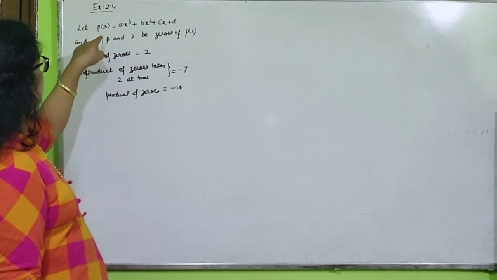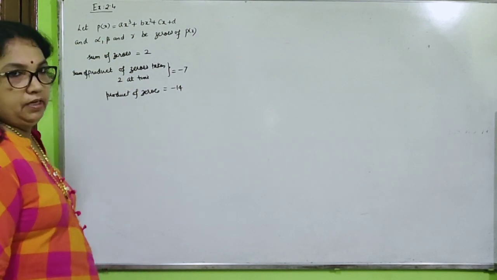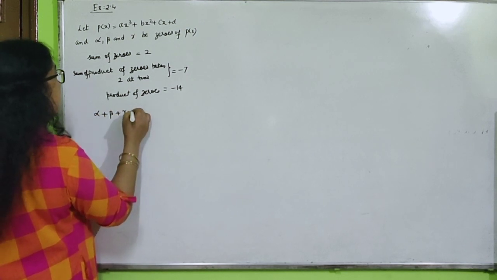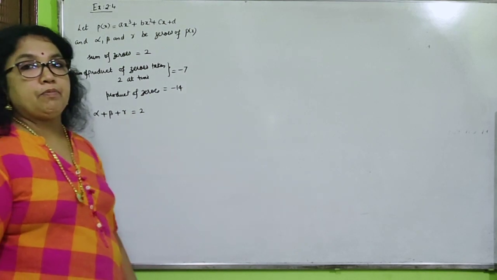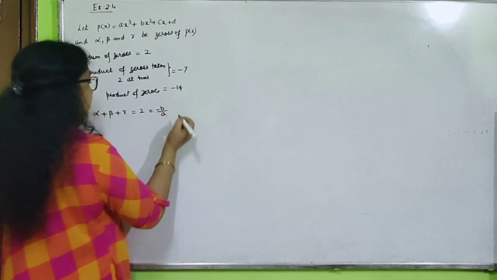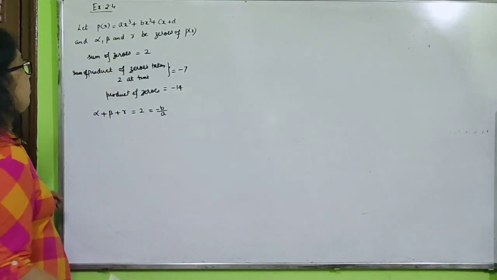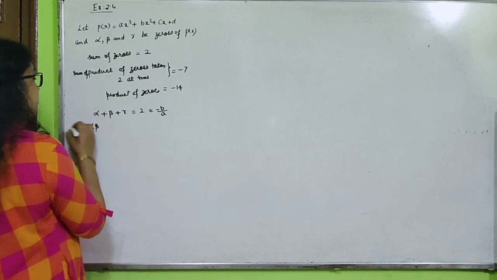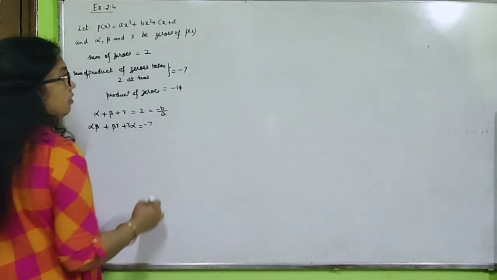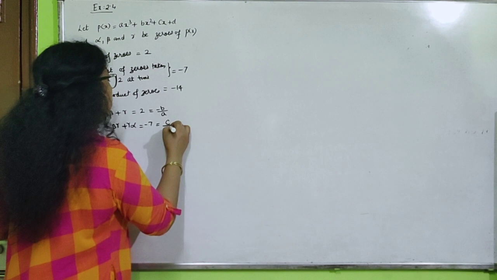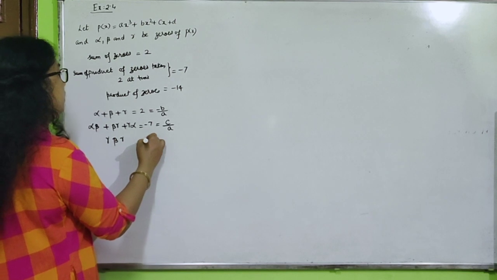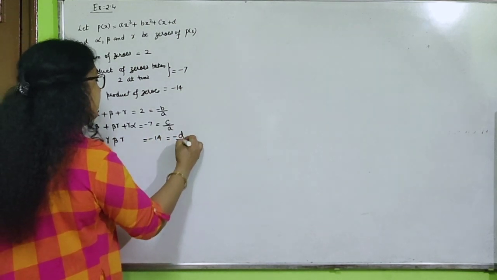So I have written it here, the same steps you have to repeat here. So first, alpha plus beta plus gamma equal to 2. What is the formula of alpha plus beta plus gamma? Minus b by a. Next, what is given? Sum of the product, that means alpha beta plus beta gamma plus gamma alpha equal to minus 7. What is the formula? C by a. And product of zeros, that is alpha, beta, gamma equal to minus 14. That is minus d by a.